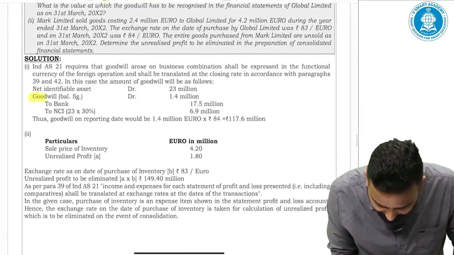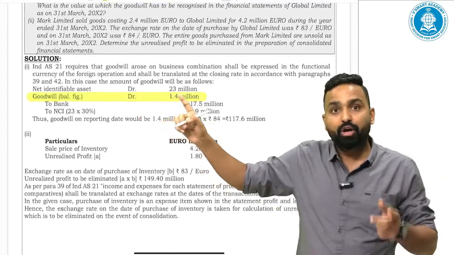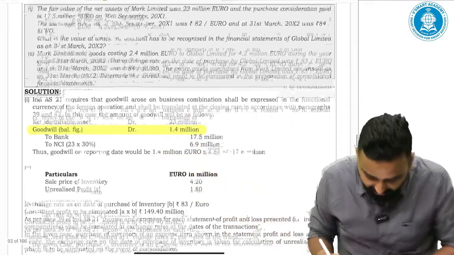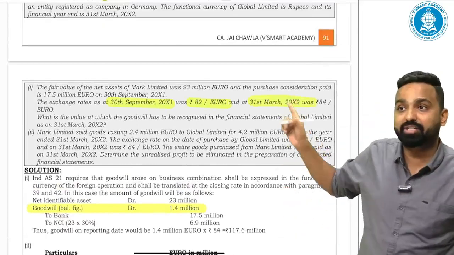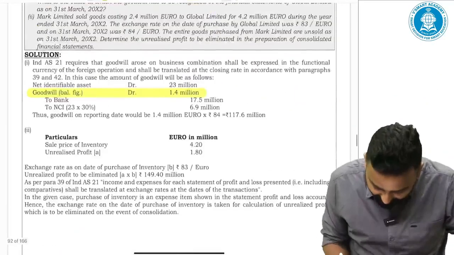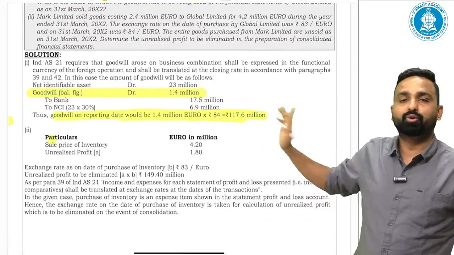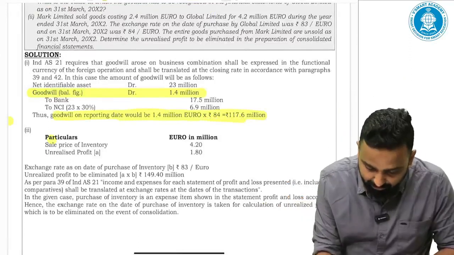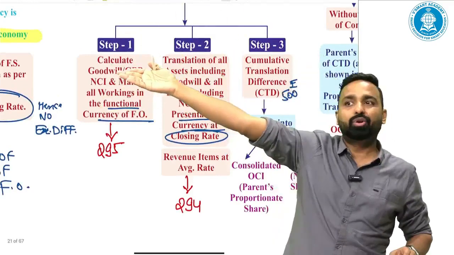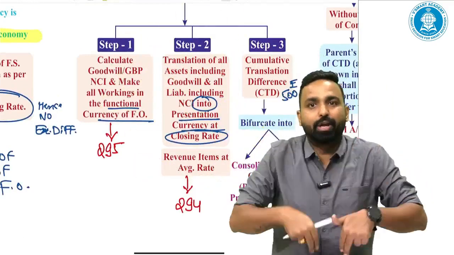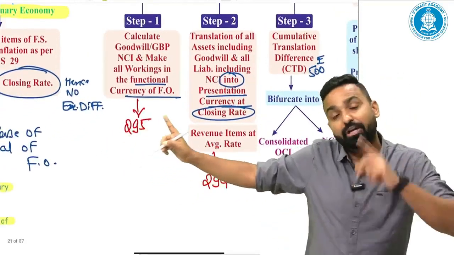If you can see, we calculated the goodwill, 1.4 billion. And after calculating goodwill of 1.4 billion, what we did? We converted into closing exchange rate. Now we have two rates. One is 82 on 30th September, and on 31st March, that is the closing exchange rate, there was a rate of 84. So what we did? 1.4 goodwill has been converted at closing exchange rate 84. Simple. So what is the rule? The rule is simple: calculate the goodwill and NCI in the currency of the foreign subsidiary only and then convert them into the presentation currency of the holding company, using the closing exchange rate. Are you guys understanding? So this is question number 95. You must do that question.